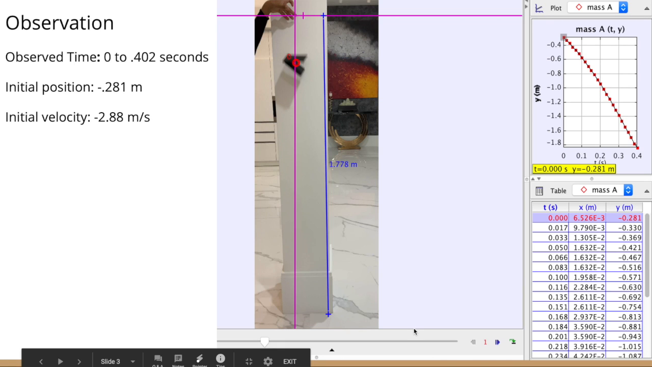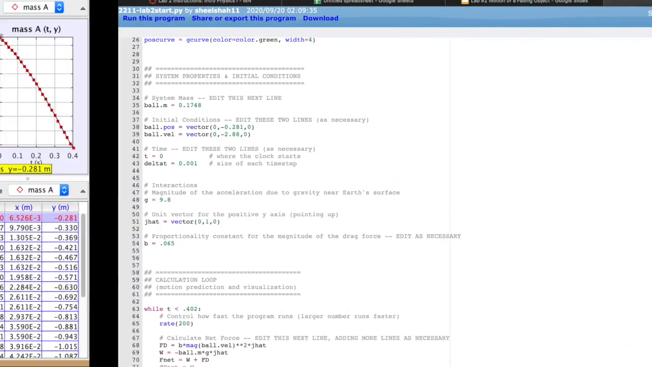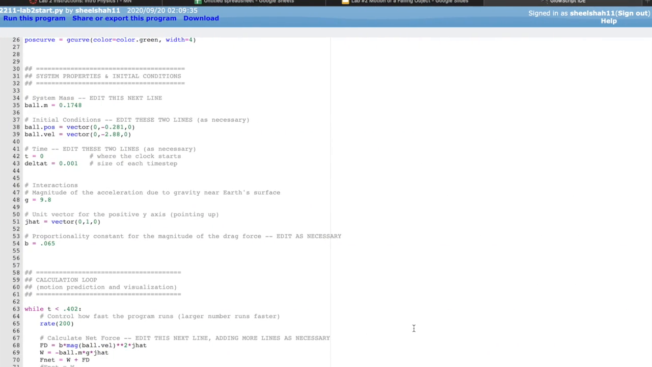To compare this data, we'll take a look at two computational models. This is the code I used to predict the future position of my object with the changing velocity, based on Newton's second law. To get started, I used the initial data from the observed video: the initial position, the initial velocity, and the time interval for this simulation. I set the delta t to be very small because the smaller the timestep, the more accurate data you can predict. The mass was 0.1748 and the gravity being 9.8.